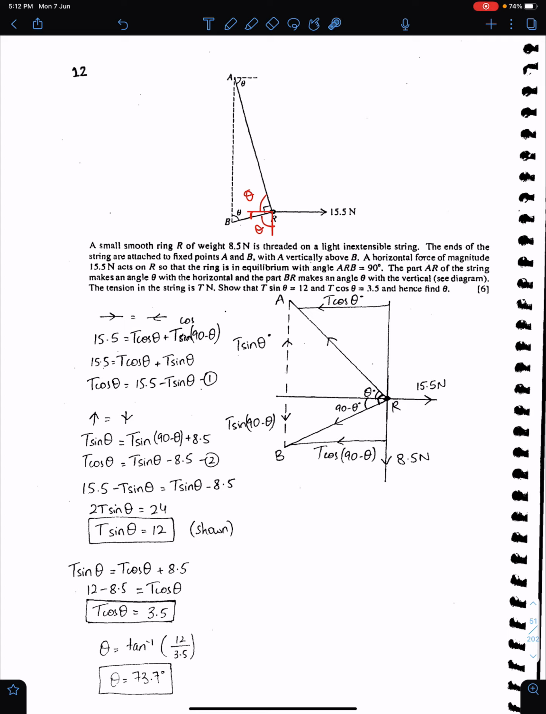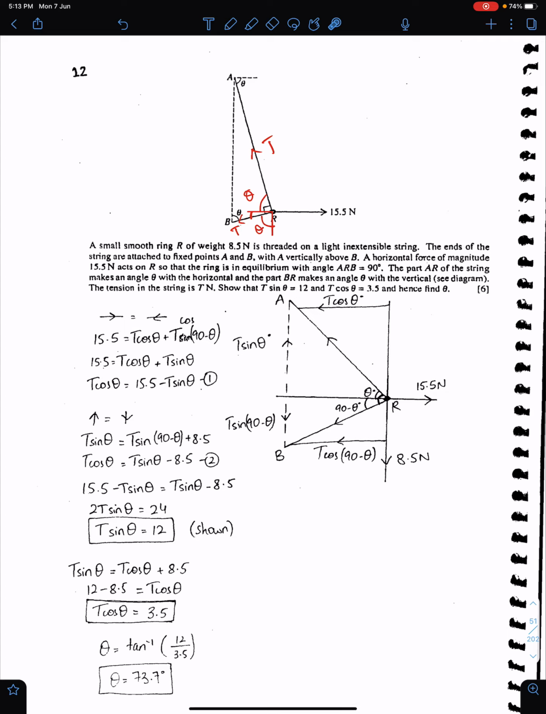So the ends of the strings are attached to fixed points A and B with A vertically above B. A horizontal force of 15.5 newtons acts on R so that the ring is in equilibrium with angle ARB 90 degrees. The part AR of this string makes an angle theta with the horizontal, and the part BR makes an angle theta with the vertical. See the diagram. The tension in this string is T newton. Show that T sine theta is 12 and T cos theta is this.